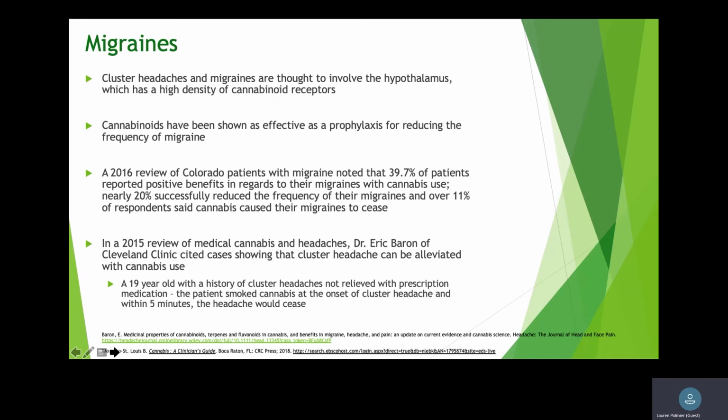So, migraines. Cluster headaches and migraines are thought to involve the hypothalamus, which has a high density of cannabinoid receptors. Cannabinoids have been shown to be effective as a prophylaxis for reducing the frequency of migraine. In 2016, there was a review of Colorado patients with migraine, and it was noted that 39.7% of patients reported positive benefits in regards to their migraines with cannabis use. Nearly 20% of participants successfully reduced the frequency of their migraines, and over 11% of respondents said cannabis caused their migraines to completely cease.